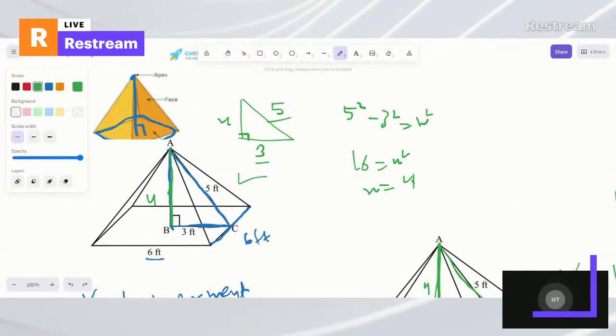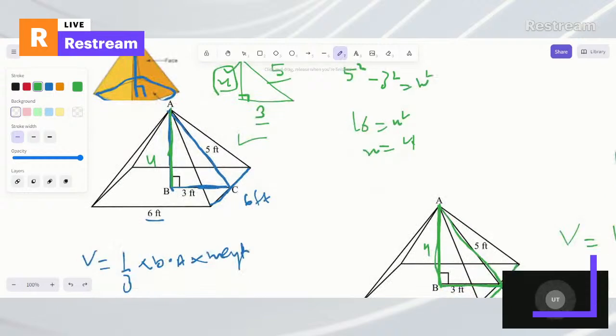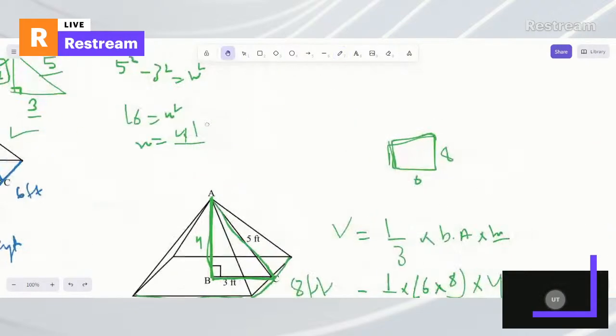We can use the Pythagoras theorem to find out the value of the unknown, which is x. So you can use that to find out the value, which is 4. I hope that this is clear now. Perfect.